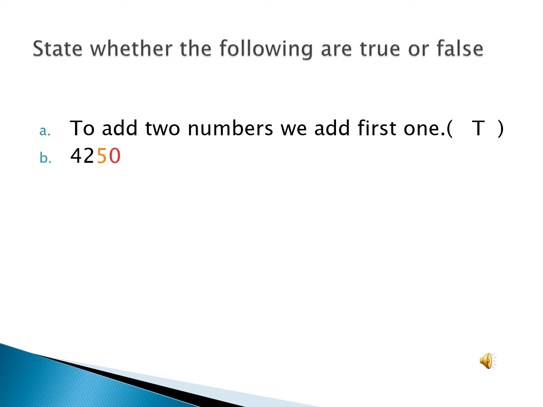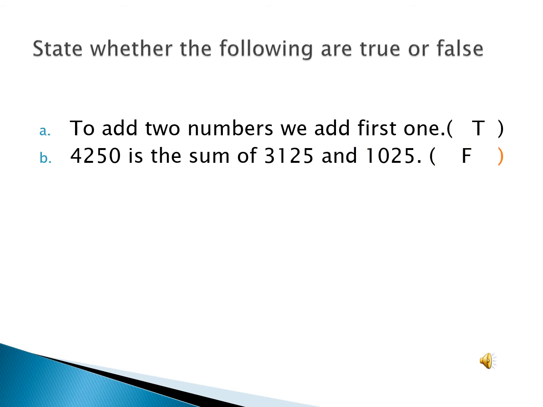Part B. 4,250 is the sum of 3,125 and 1,025. So first class 3, you will solve it in rough paper or separate column, then find the answer whether the statement is true or false. So if we add 3,125 and 1,025, then the answer is 4,150. So this statement is false.